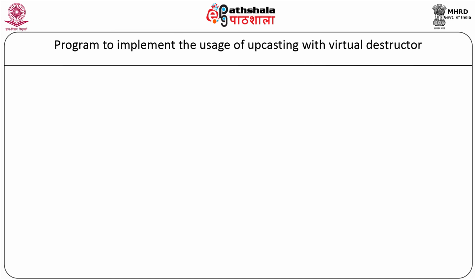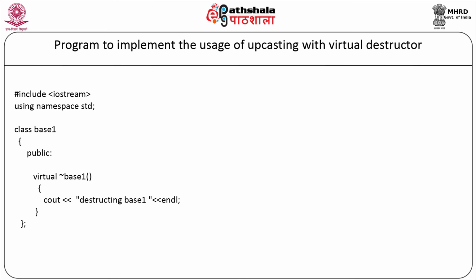We will start with our program hash include IOStream using namespace std, class base 1. In a public section, we will declare the destructor as virtual destructor base 1, cout destructing base 1 endl. The destructor function will end and our class will end. Now, you can see here we have just added the keyword virtual in the previous program.